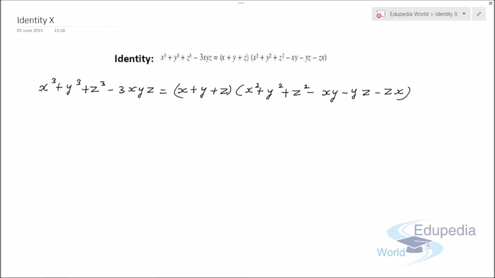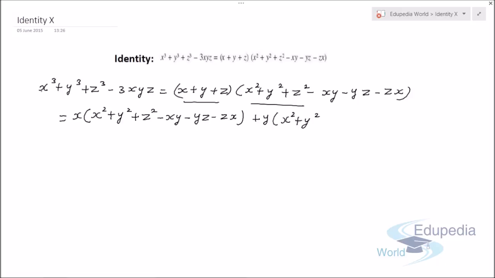Now we have to solve this identity. How you can solve is again with bracket multiplication. So bracket multiply x into (x² + y² + z² - xy - yz - zx), plus y into (x² + y² + z² - xy - yz - zx), then plus z into (x² + y² + z² - xy - yz - zx).